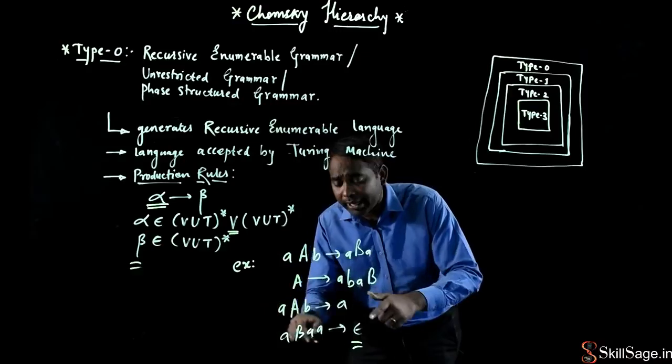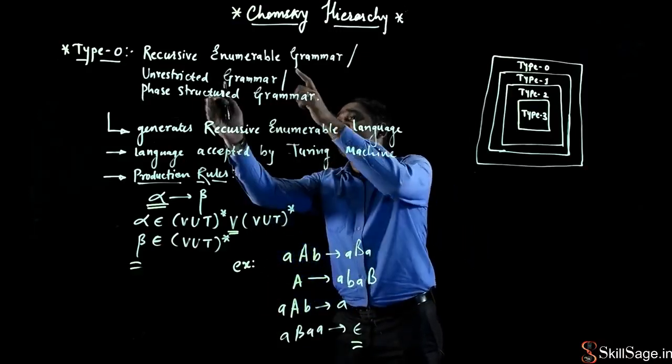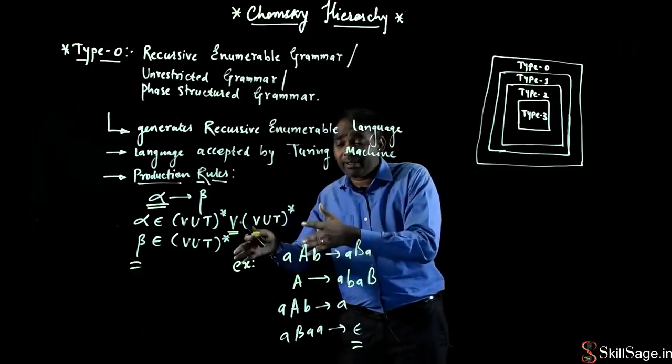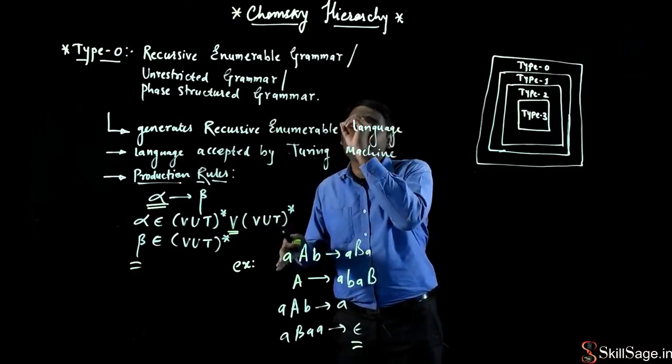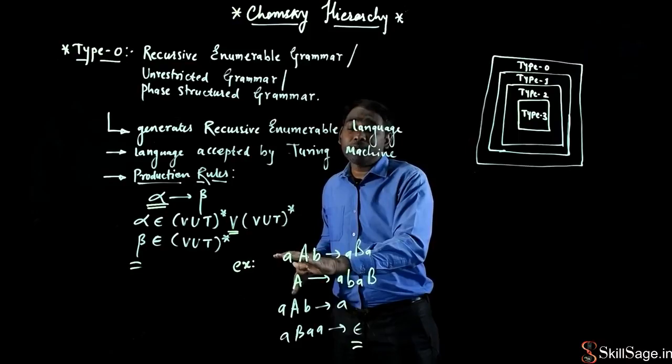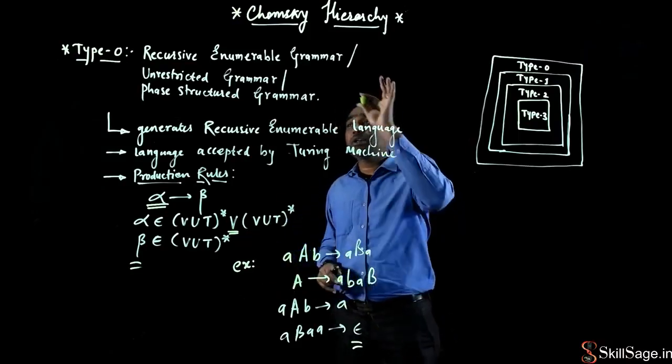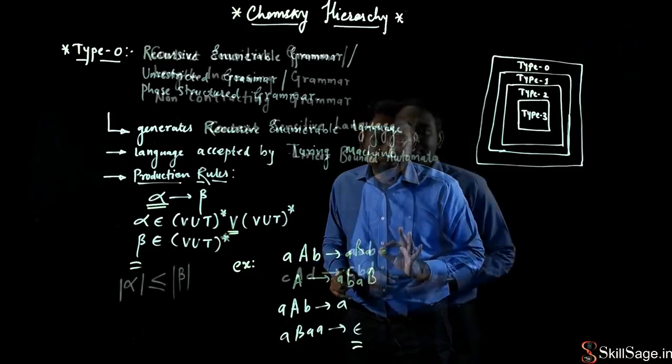So all those 4 types are types of unrestricted grammar. Any grammar which has at least one non-terminal symbol on the left hand side of the production rules belongs to unrestricted grammar.